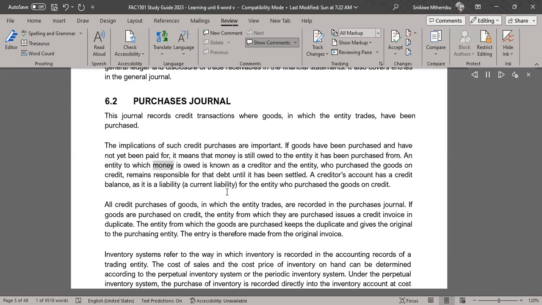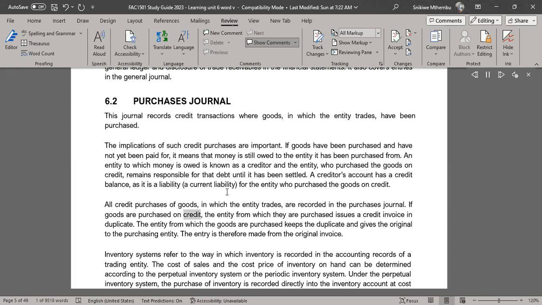An entity to which money is owed is known as a creditor, and the entity who purchased the goods on credit remains responsible for that debt until it has been settled. A creditor's account has a credit balance, as it is a liability, a current liability, for the entity who purchased the goods on credit. All credit purchases of goods, in which the entity trades, are recorded in the purchases journal.